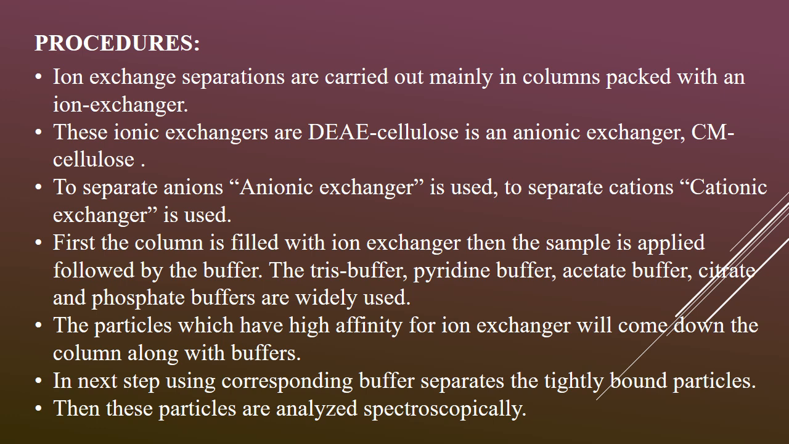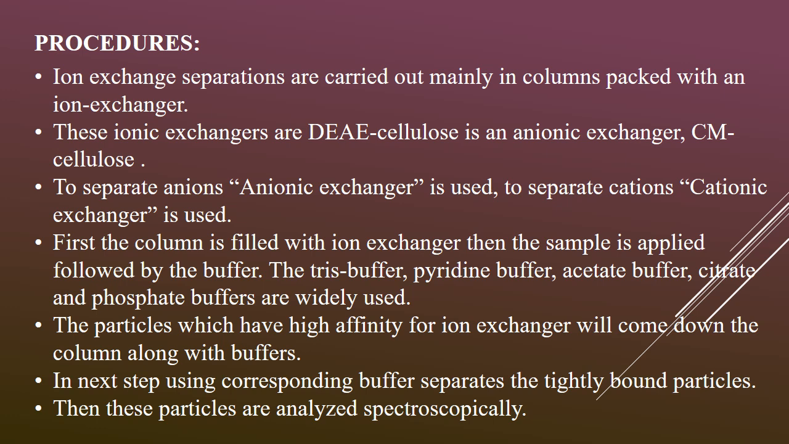So next, procedure. Ion exchange separations are carried out mainly in columns packed with an ion exchanger. These ion exchangers are commercially available. They are made up of styrene and divinyl benzene. For example, DEAE cellulose is an anionic exchanger, whereas CM cellulose is a cationic exchanger. The choice of exchanger depends upon the charges of the particles to be separated. To separate anions, an anionic exchanger is used. To separate the cations, a cationic exchanger is used.